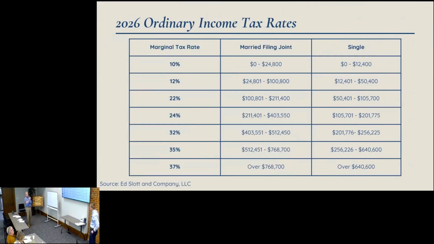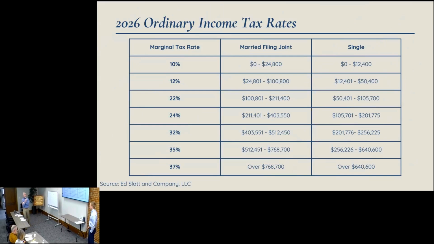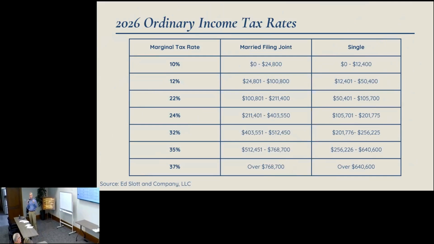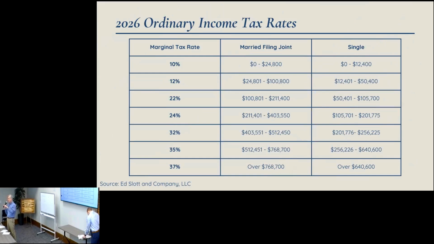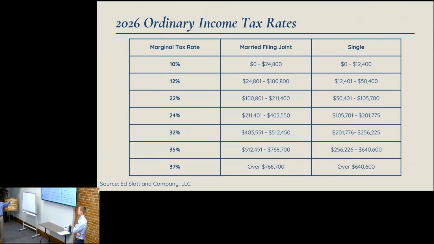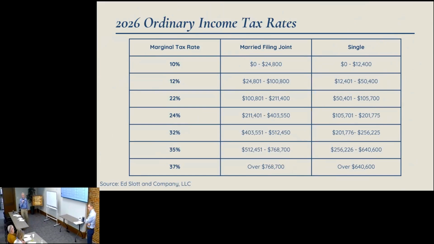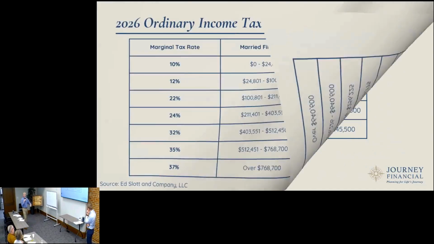Again, this is just a reprint of our tax rates from your 2026 planning guide, so you can take those with you. And again, when you find your taxable income on line 15, this is the way you figure out what effective tax rate you're in, or excuse me, what marginal tax rate you're in. Find line 15 from your tax return, plot it in here, and that will tell you what your marginal tax rate is.